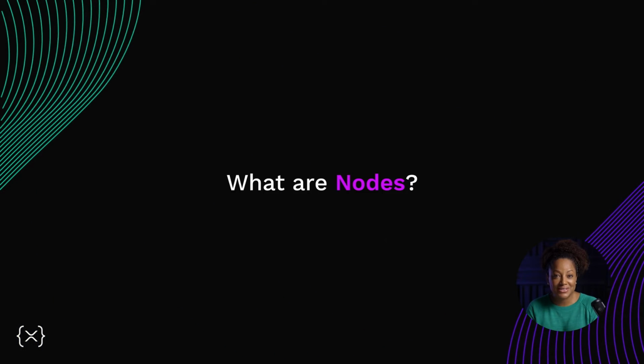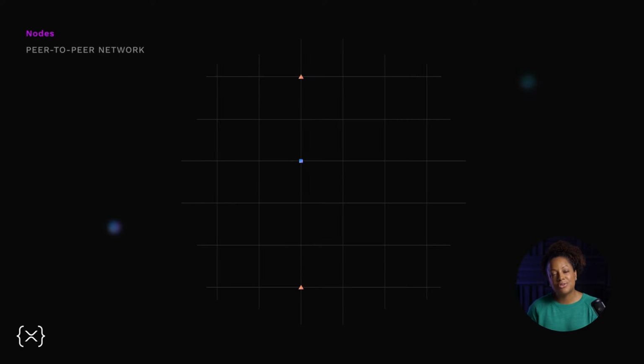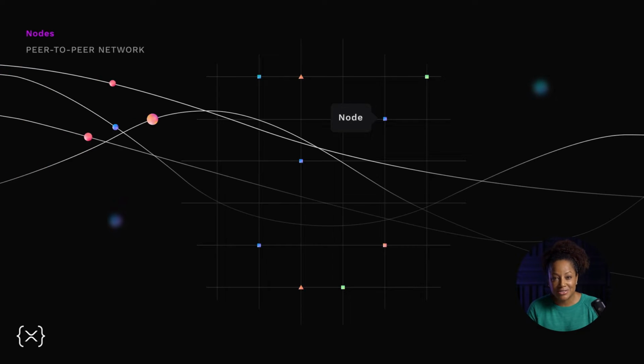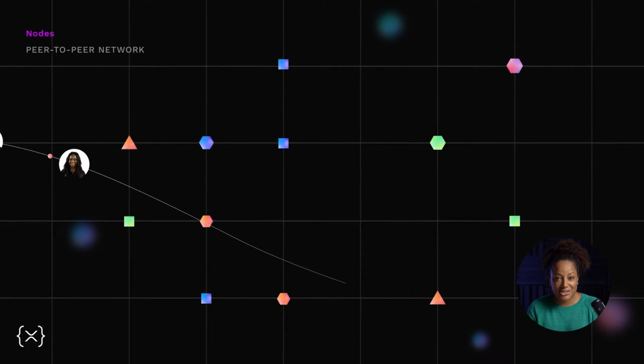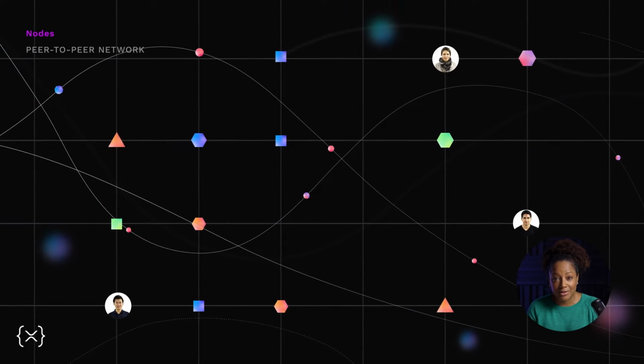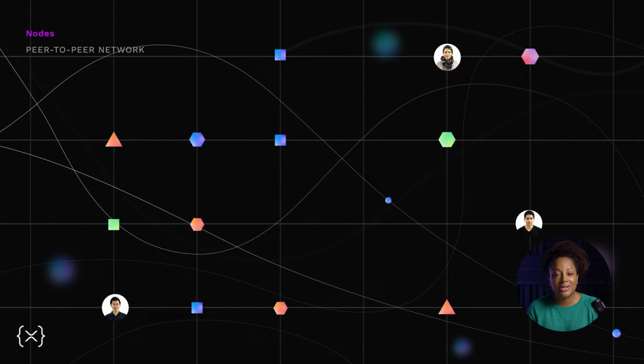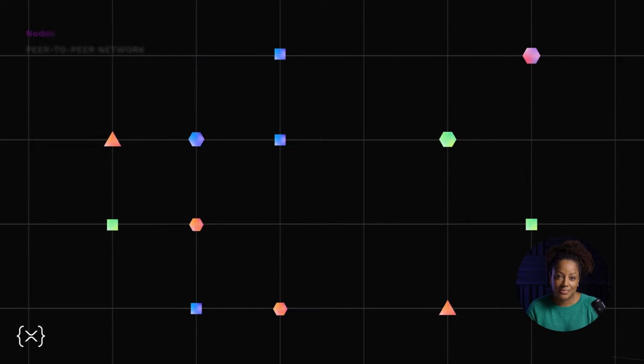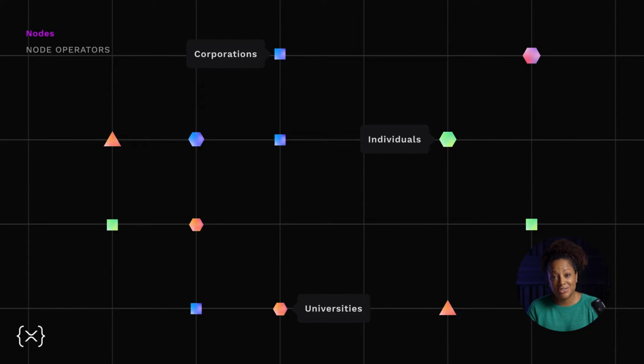So, what are nodes? On the XRP Ledger, there's a peer-to-peer network of independent nodes that processes transactions and maintains the shared state of the ledger. If you want to submit transactions, read ledger data, or otherwise participate in the network, then your application will connect to a node on this network. Nodes can be run by anyone: individuals, universities, corporations, exchanges, wallet providers.